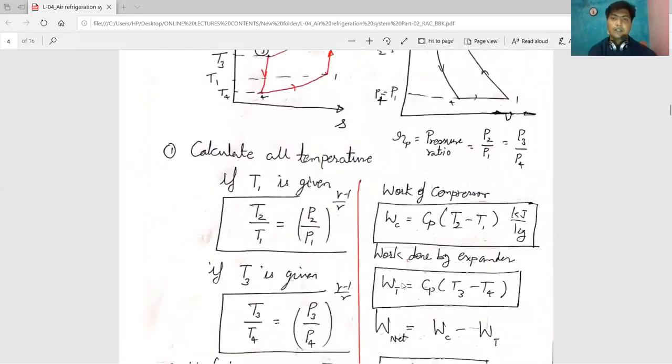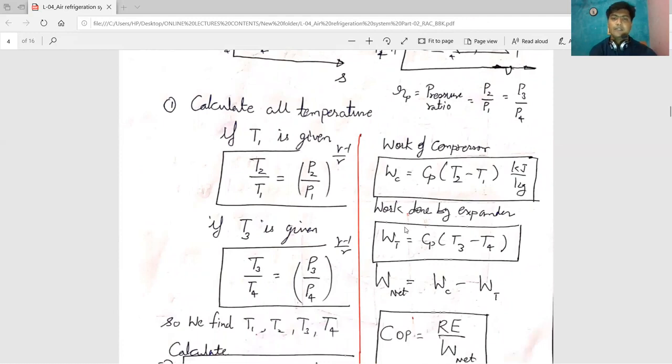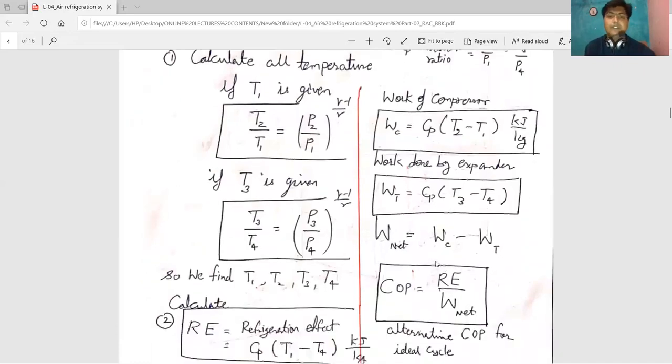Next, the compressor work is m Cp T2 minus T1, and we calculate per kg, so m is equal to 1. Next, the work done by the expander, taken as a turbine, is m Cp T3 minus T4, with m equal to 1, so the answer is in kilojoule per kg. Net work is equal to compressor work minus turbine work.